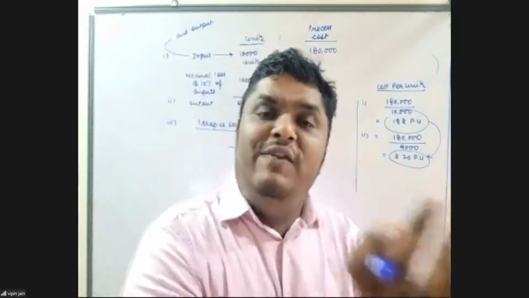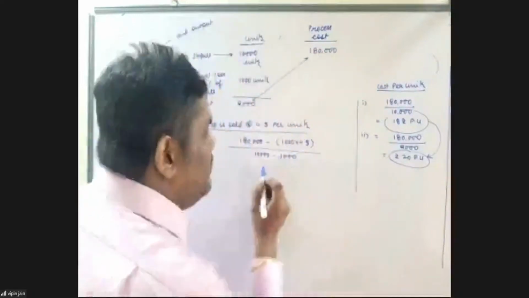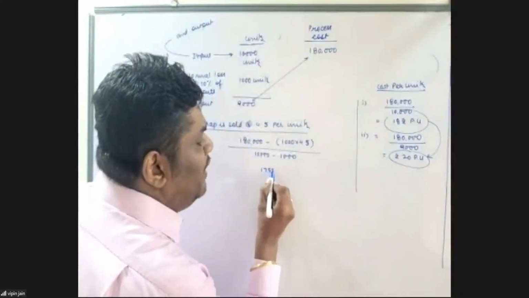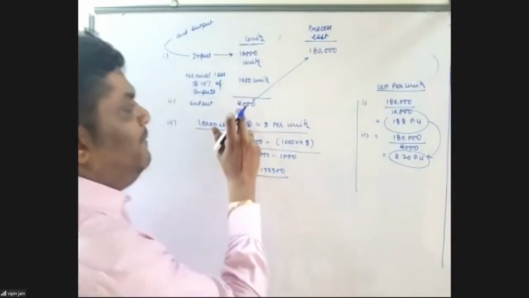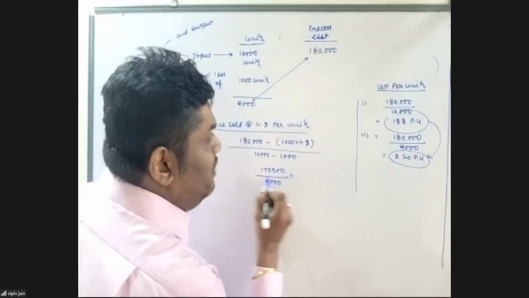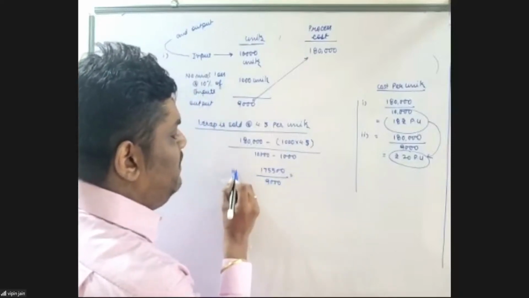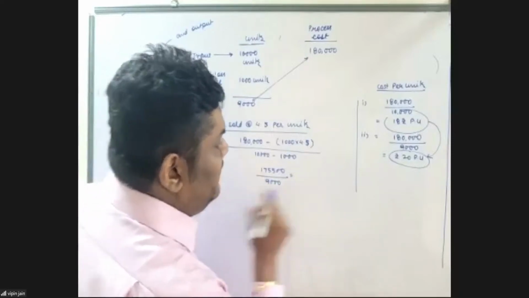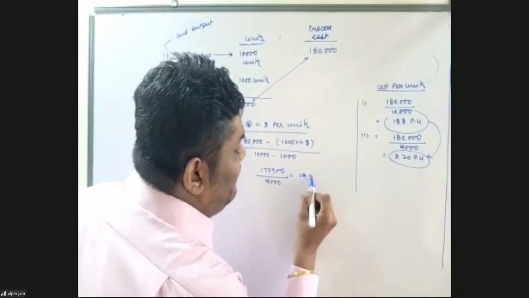उसमें से 4,500 हमें realize हो गए. So my net cost is how much? 175,500. And my output is how much? 9,000 units. So it means my cost per unit will be how much? Very simple. The cost per unit will be 19.5 per unit.